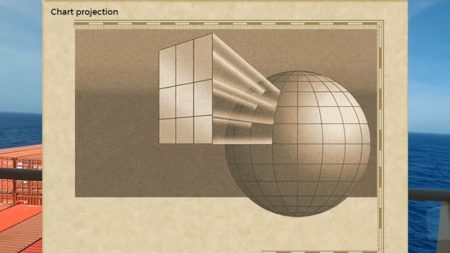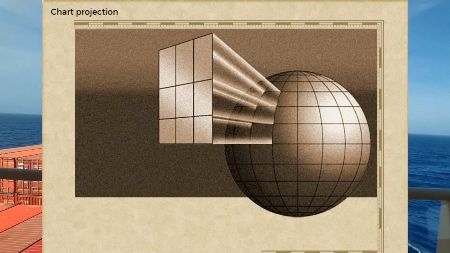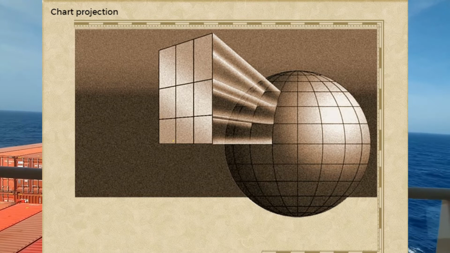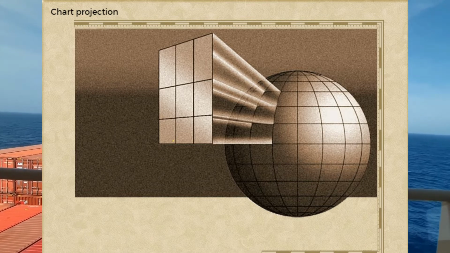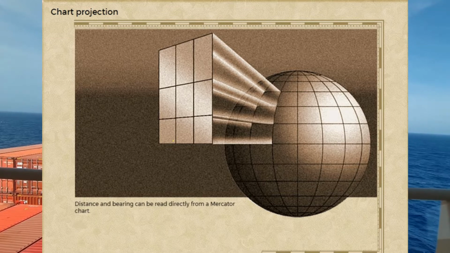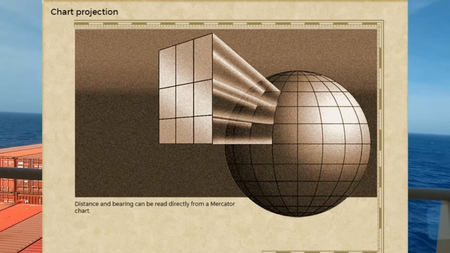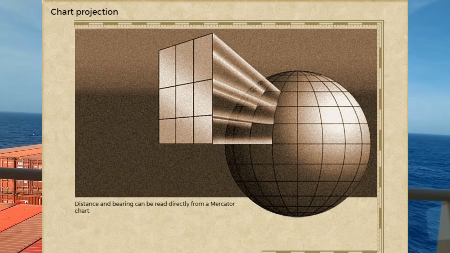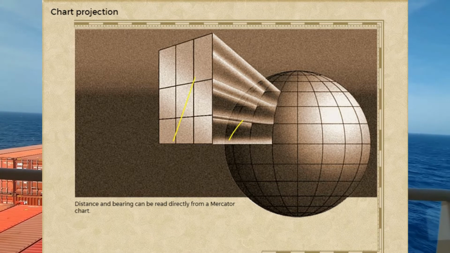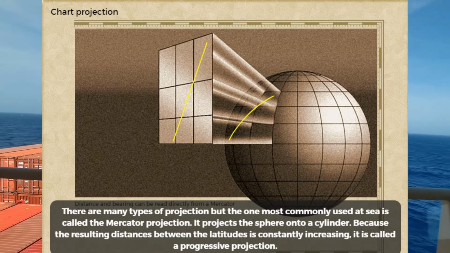The Earth is a sphere, and it is difficult to represent it on a flat surface. To do so, it has to be projected. There are many types of projection, but the one most commonly used at sea is a Mercator projection. It projects the sphere onto a cylinder. Because the resulting distances between the latitudes are constantly increasing, it is called a progressive projection.